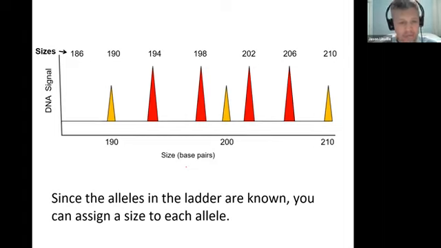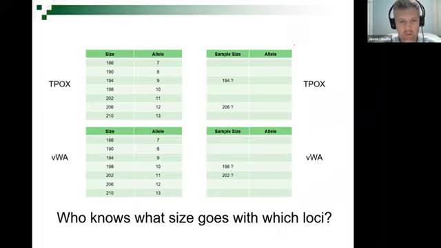I've gotten 4 peaks. I have 4 alleles, and that makes sense because I've amplified 2 loci. But I don't know which of those peaks is TPOX, and I don't know which of those peaks is VWA. All I know is I got a peak that's 194 base pairs, 198, 202, and 206. So when I go to my allelic ladder, I can run an allelic ladder for TPOX.